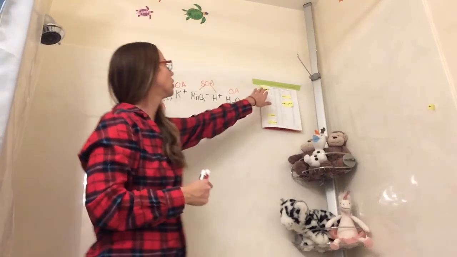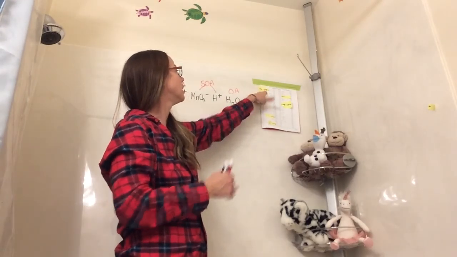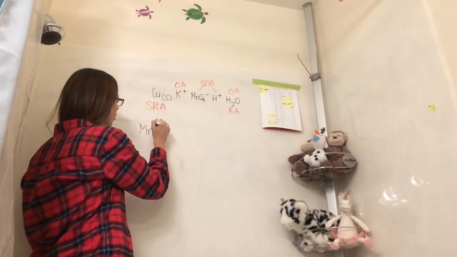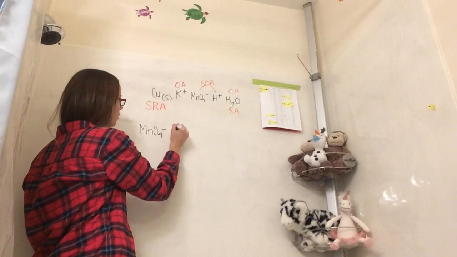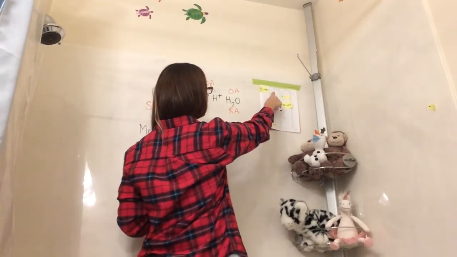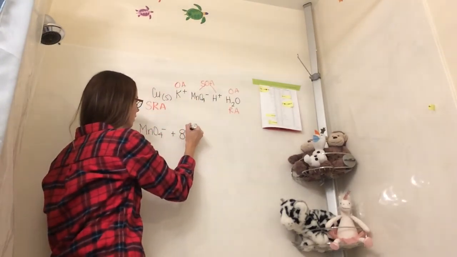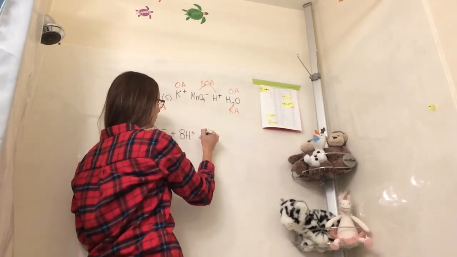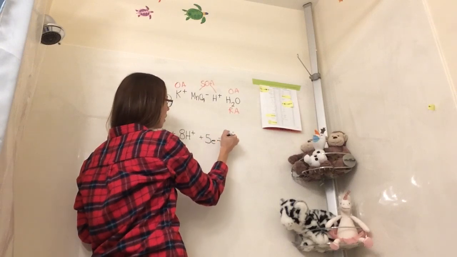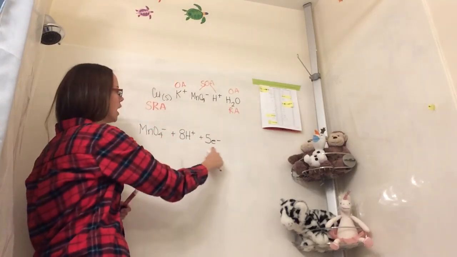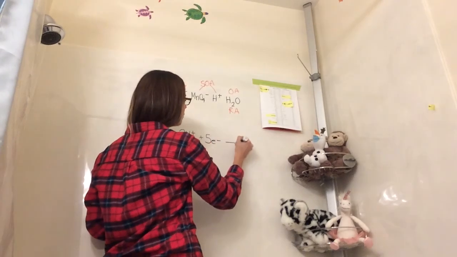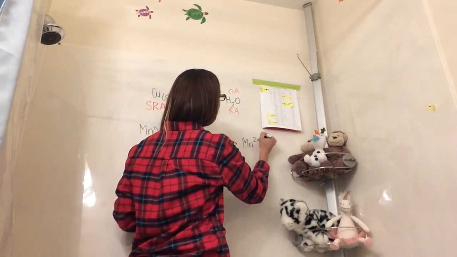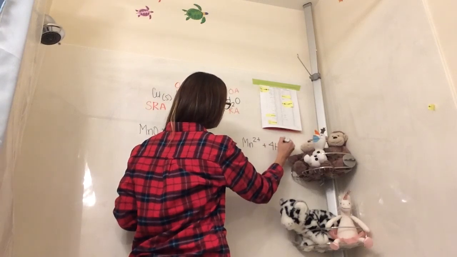So if you look at your strongest oxidizing agent, we have MnO4 negative plus 8 hydrogen ions and 5 electrons. Right, this is our oxidizing agent. It's being reduced, electrons are being added. It produces Mn2 positive and 4H2O.